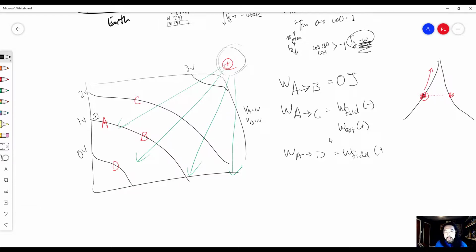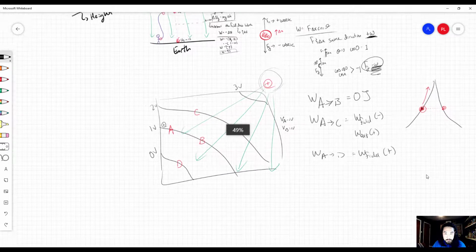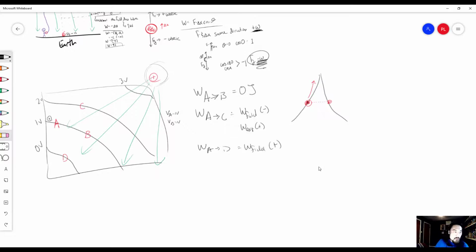There we go. The work done by the field is positive because the charged particle is doing what it wants to do. All right, now let's introduce a formula. There are a couple of things we can use here. The first one is the work formula. Work is equal to force times the displacement. Now I'm just going to simplify this and say F times D.